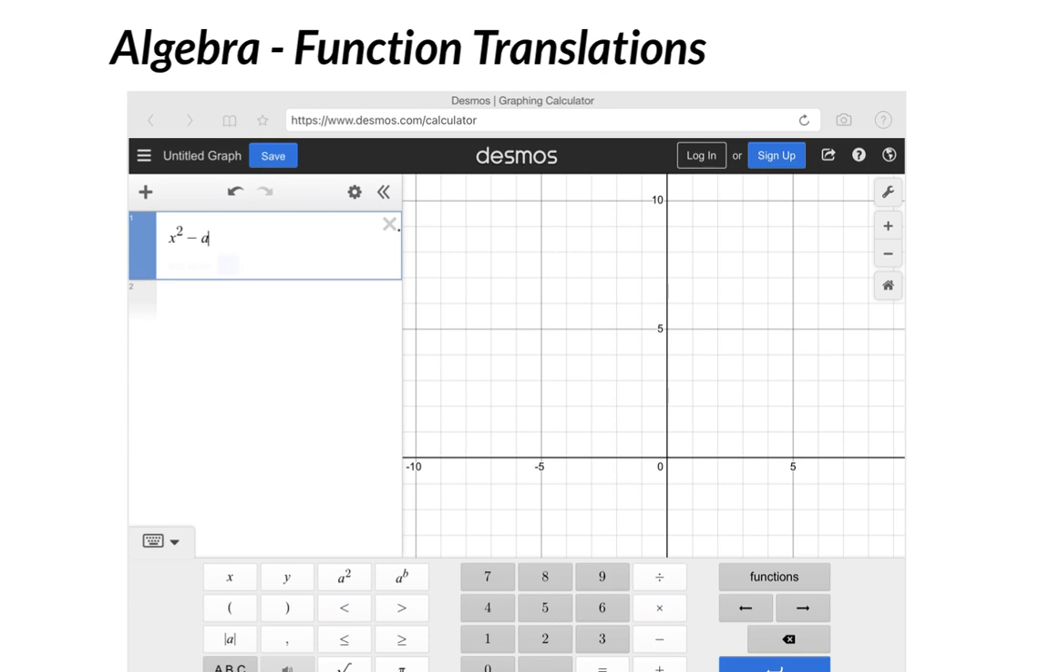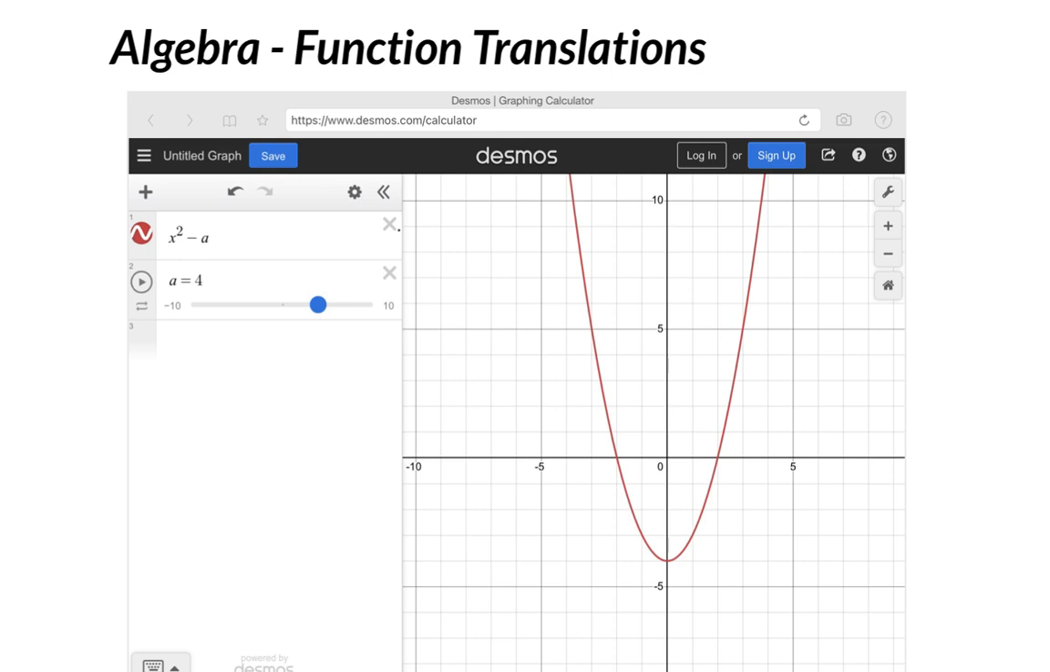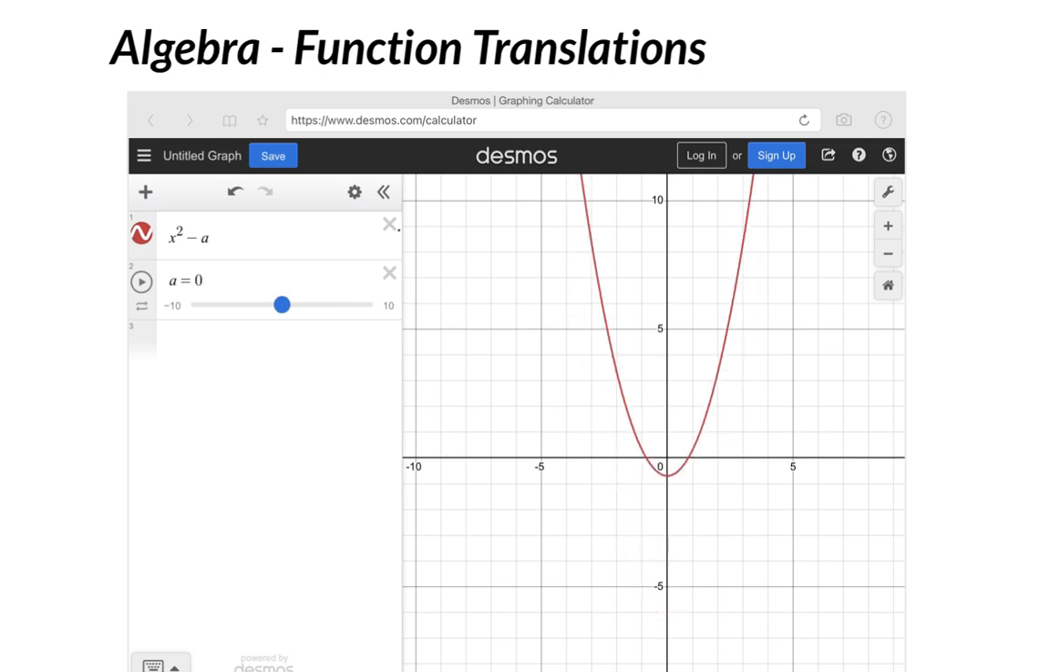So let's be a little general here. I'm going to put an A and add a little slider. And you see if A is 1, it's x squared minus 1. It shifts down 1. And I can change that. I can subtract more and more. All that adding or subtracting does is just shift my graph up or down.